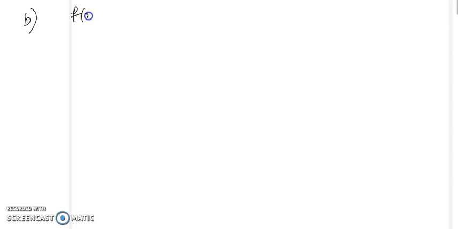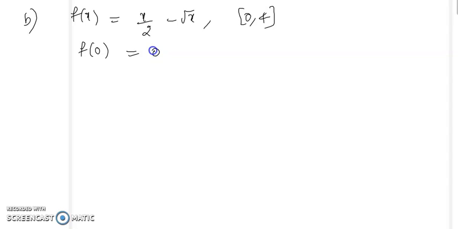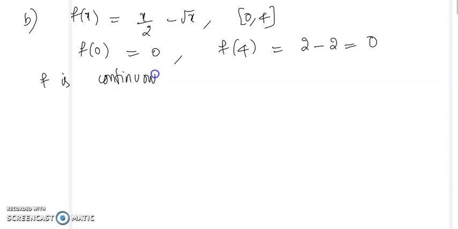And let us see one more function. So f of x is x by 2 minus root x in the interval 0 to 4. So let us see f of 0. f of 0 is 0. f of 4 is 4 by 2 minus root of 4 which is 2, again 0. So f of 0 and f of 4 are equal. Now f is continuous in closed interval 0, 4.